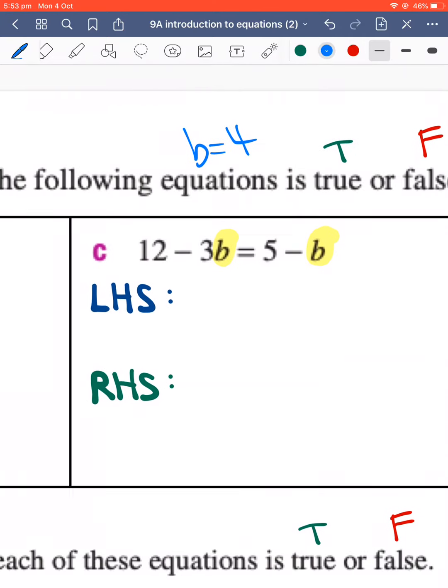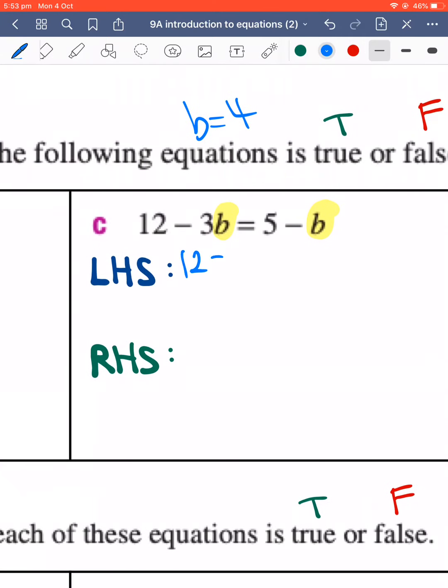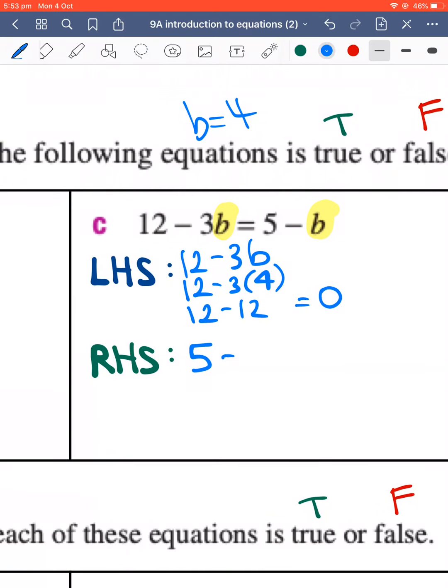So again, my left-hand side, 12 minus 3b. I write it down first, then I substitute in. So 12 minus 3 multiplied by 4. So that's 12 minus 12, which actually equals 0. So my left-hand side overall equals 0. And my right-hand side is 5 minus b. Substituted in, 5 minus 4 gives me my answer of 1.